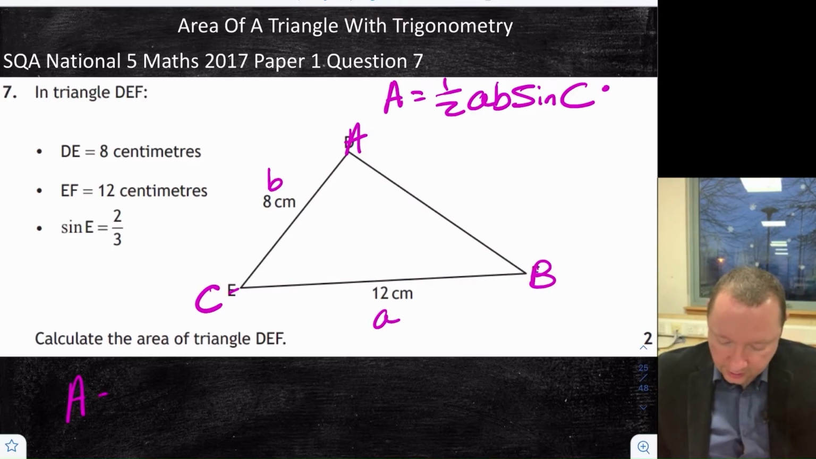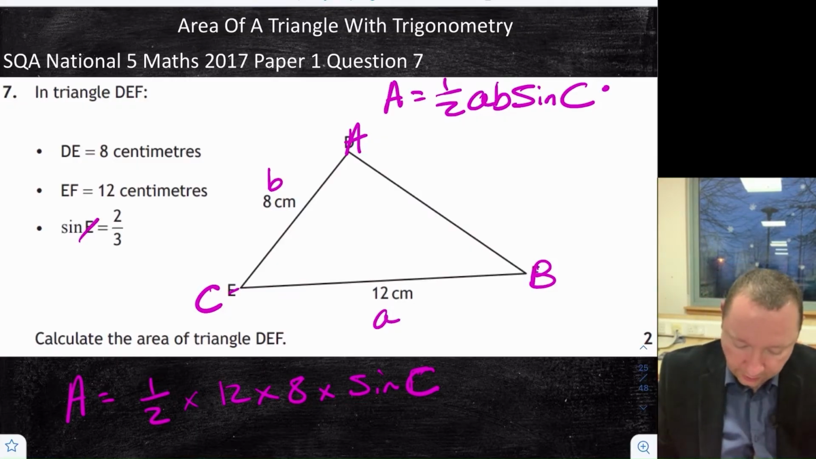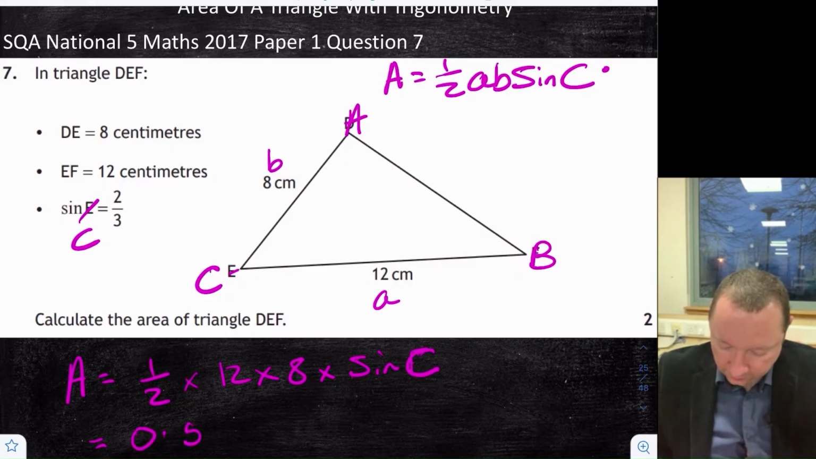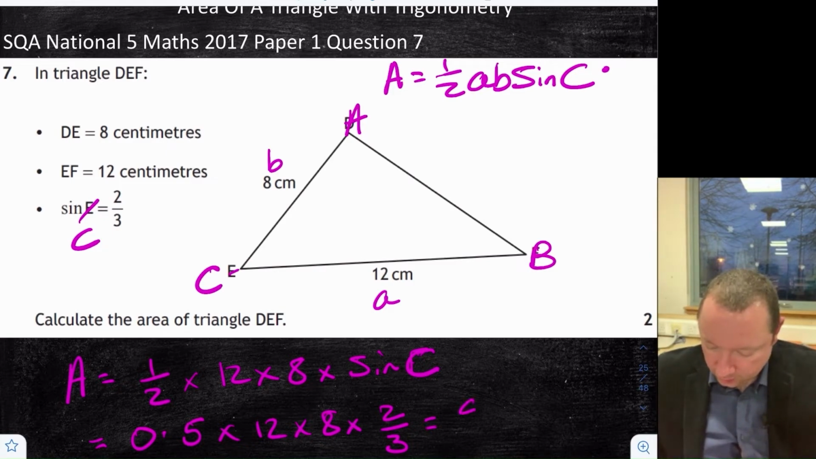The area is a half of 12 times 8 times the sine of E. Well, C we've called it now, so that would be sine C. So that gives us 0.5 times 12 times 8 times the sine 2/3. I need to do some work here. 0.5 times 12 is 6. 6 times 8 is 48. So quite quickly we get to 48 times 2/3.